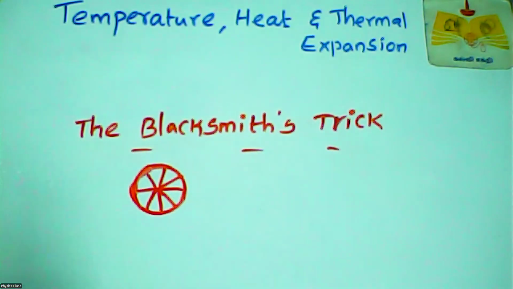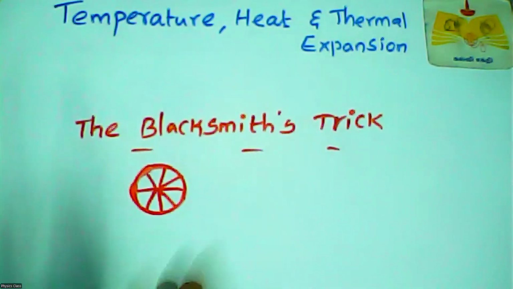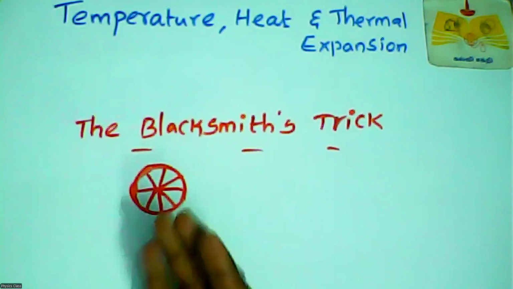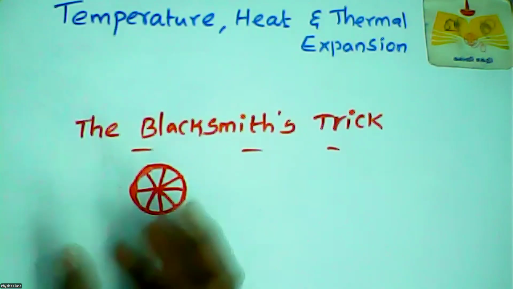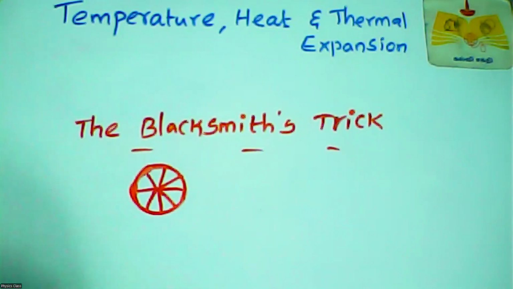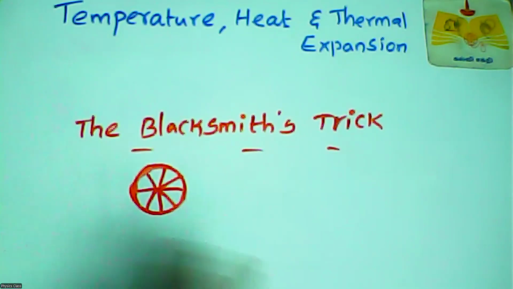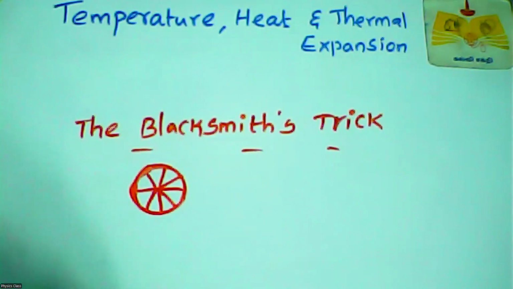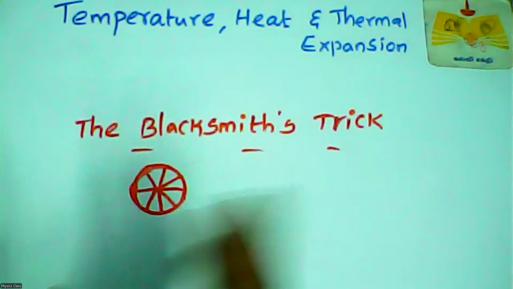The iron ring is slightly smaller than the wooden wheel to ensure a tight grip. How does he do it without breaking the wood? He does not use a hammer to force it. Instead, he uses physics. He heats the iron ring in a fire.